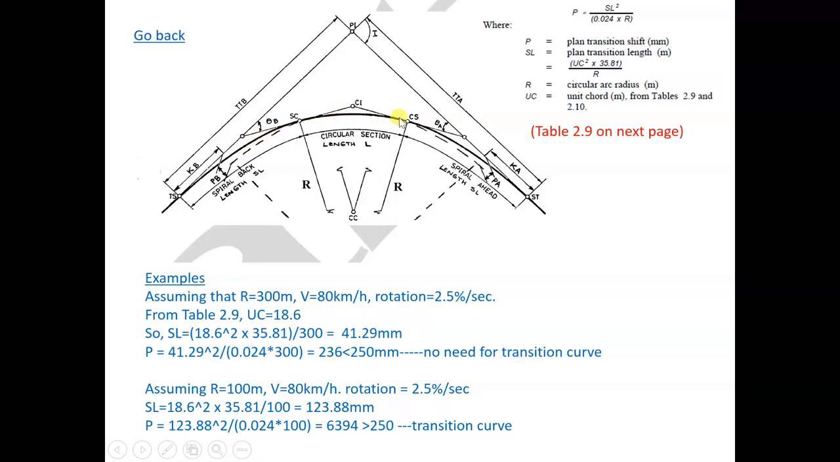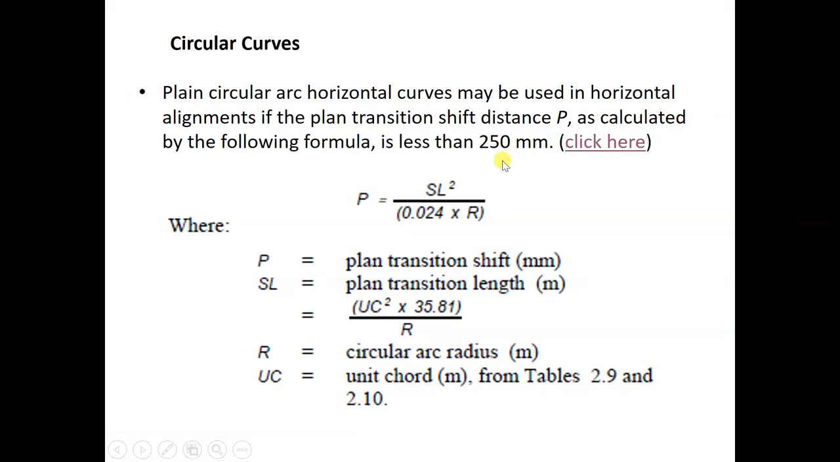Just now we looked at the shift. The dashed line represents part of the circular curve. The circular curve is in the middle and extends on both sides; the dashed line shows half of the circular curve. So the spiral curve helps to push the circular curve inside. This push, P, is the transition curve shift. If it is less than 250, then according to the provision you do not have to have a spiral on both sides of the circular curve, you just need a circular curve.